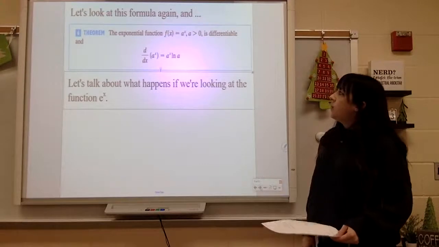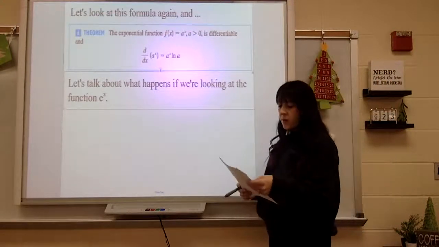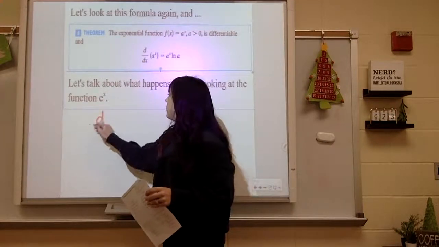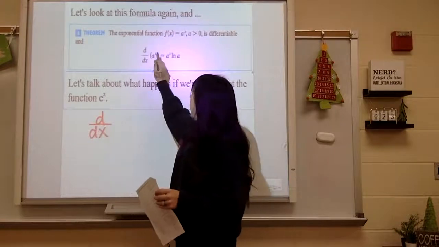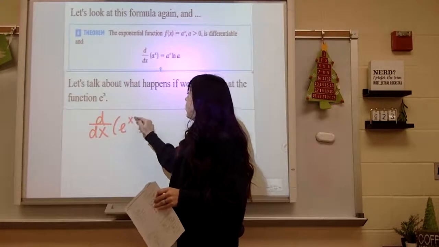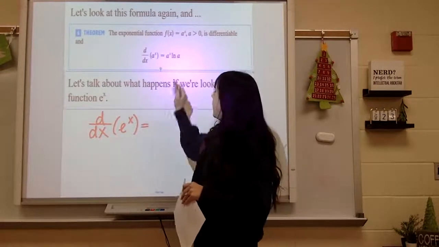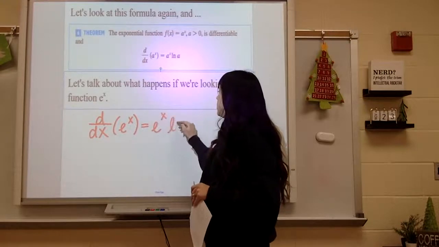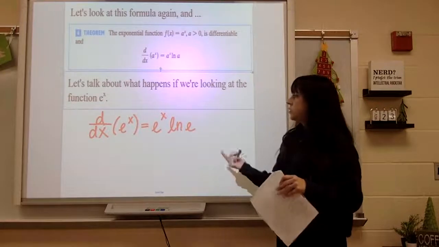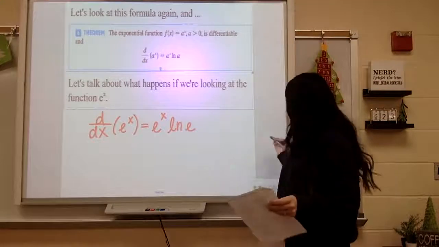Okay. What about if the value of a is equal to e? So let's talk about what happens if we're looking at e to the power of x. I know that the derivative of a to the x equals a to the x ln a. So let's change it and see what would happen if a is equal to the value e. Everywhere you see an a, put an e. Well, then it would make sense that the derivative of e to the x is e to the x ln e, right?